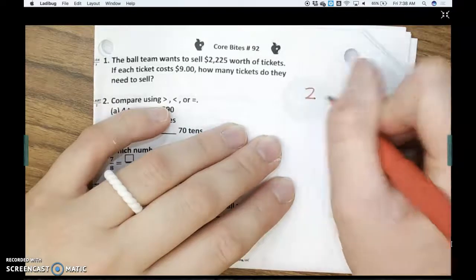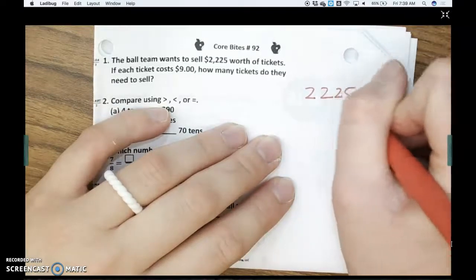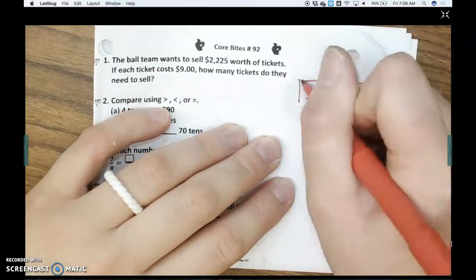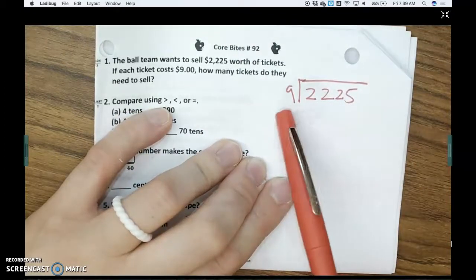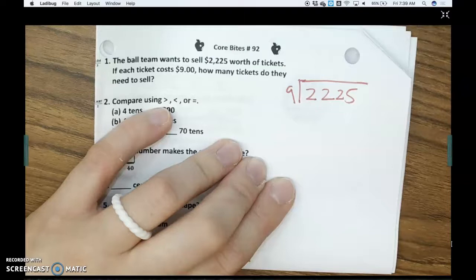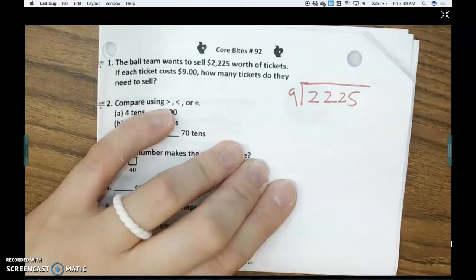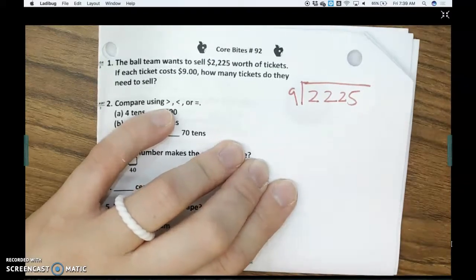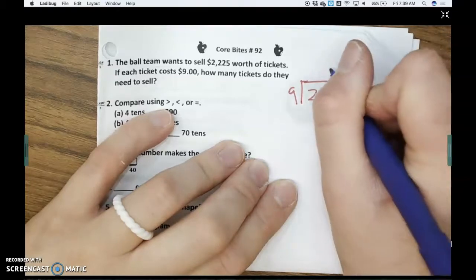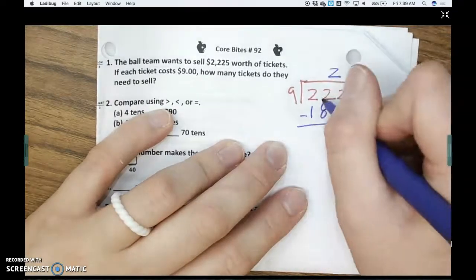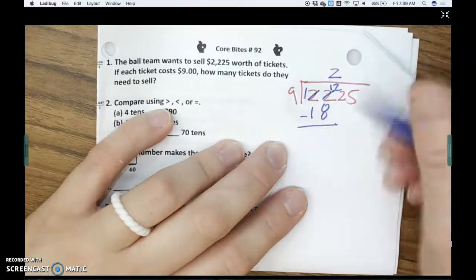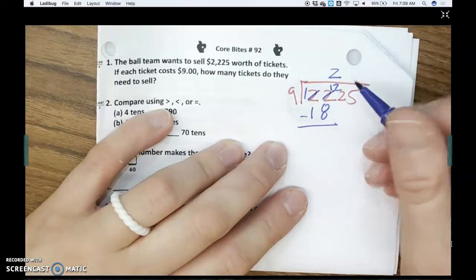So 2,225 divided by 9. You can't do 9 times anything to give you 2, so you're going to have to go to the next biggest number. So 9 times something to give you 22. So you could do 9 times 2, because 9 times 2 gives you 18. Then you would subtract. So 22 minus 18 would give you 4.